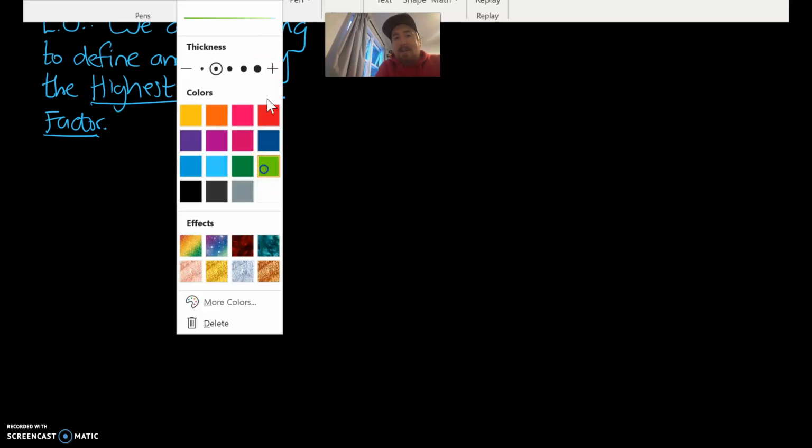Today I'm wearing my red Westlake hoodie and our learning objective is in blue. And we are learning to define and identify something called a highest common factor. So the first step that we want to get into is let's look into our definition. So what is the highest common factor? Because that's the key word that we're trying to focus on.